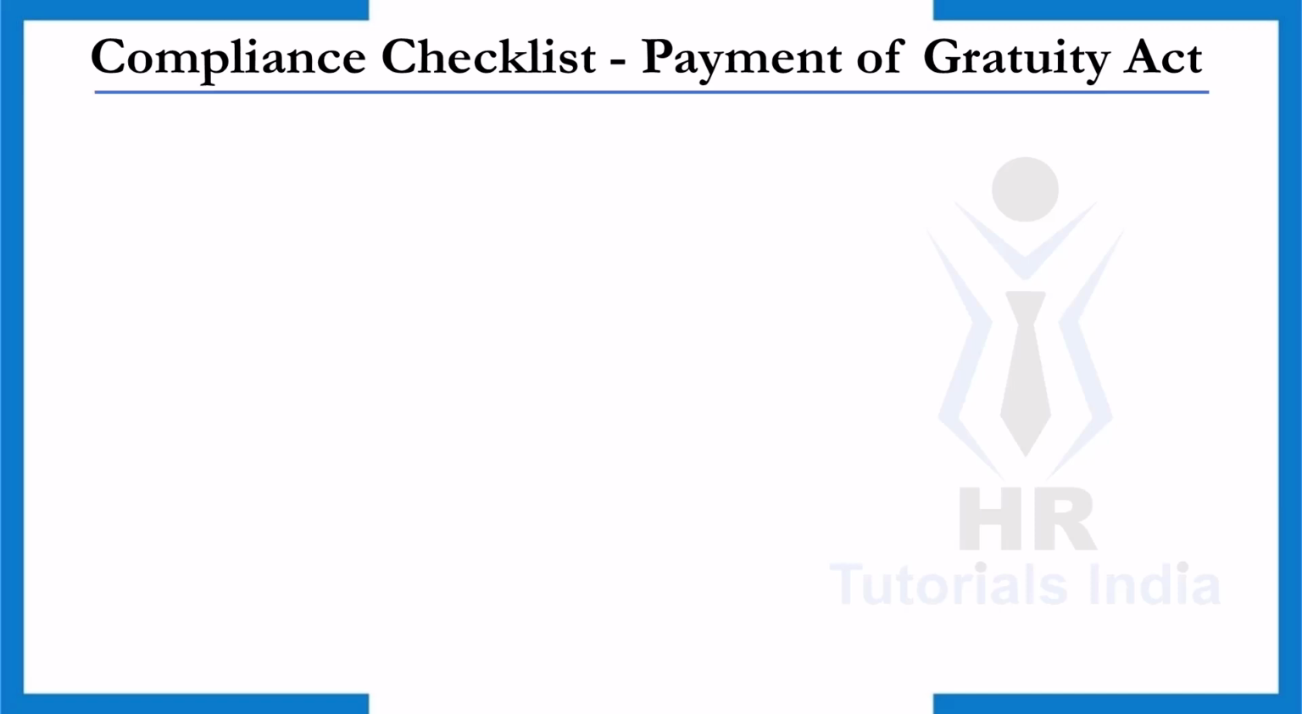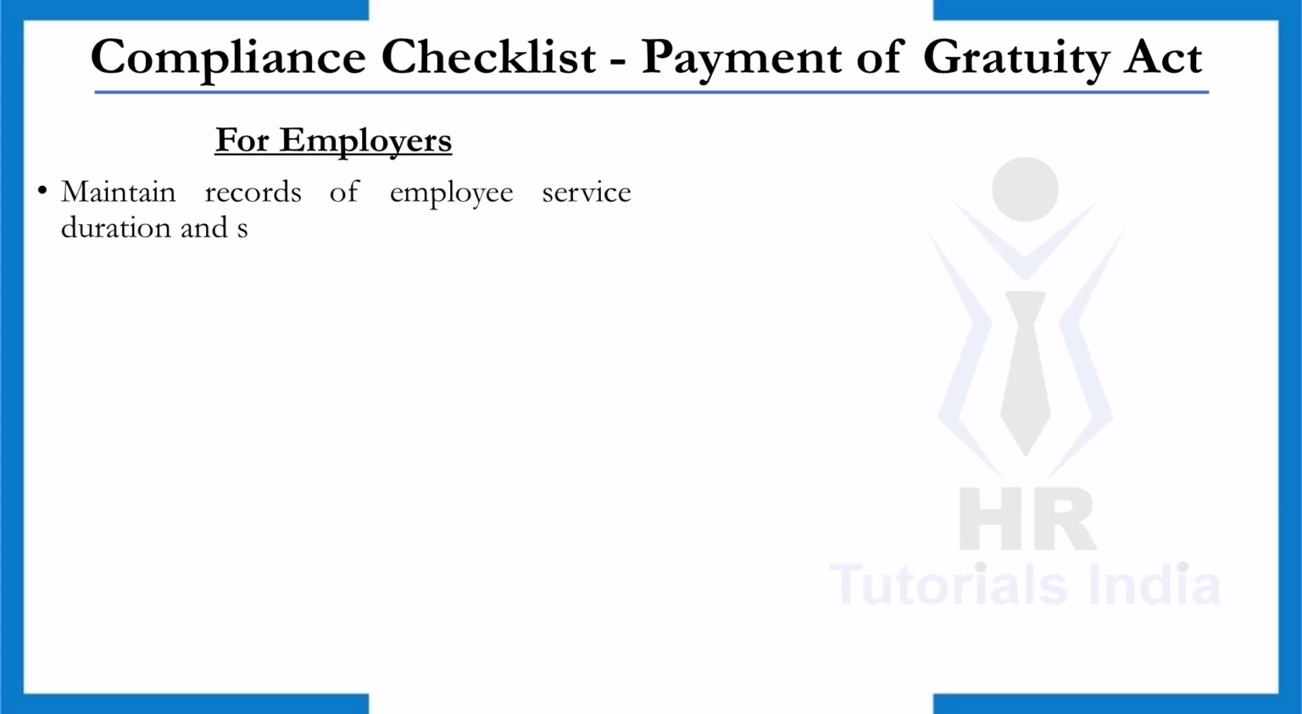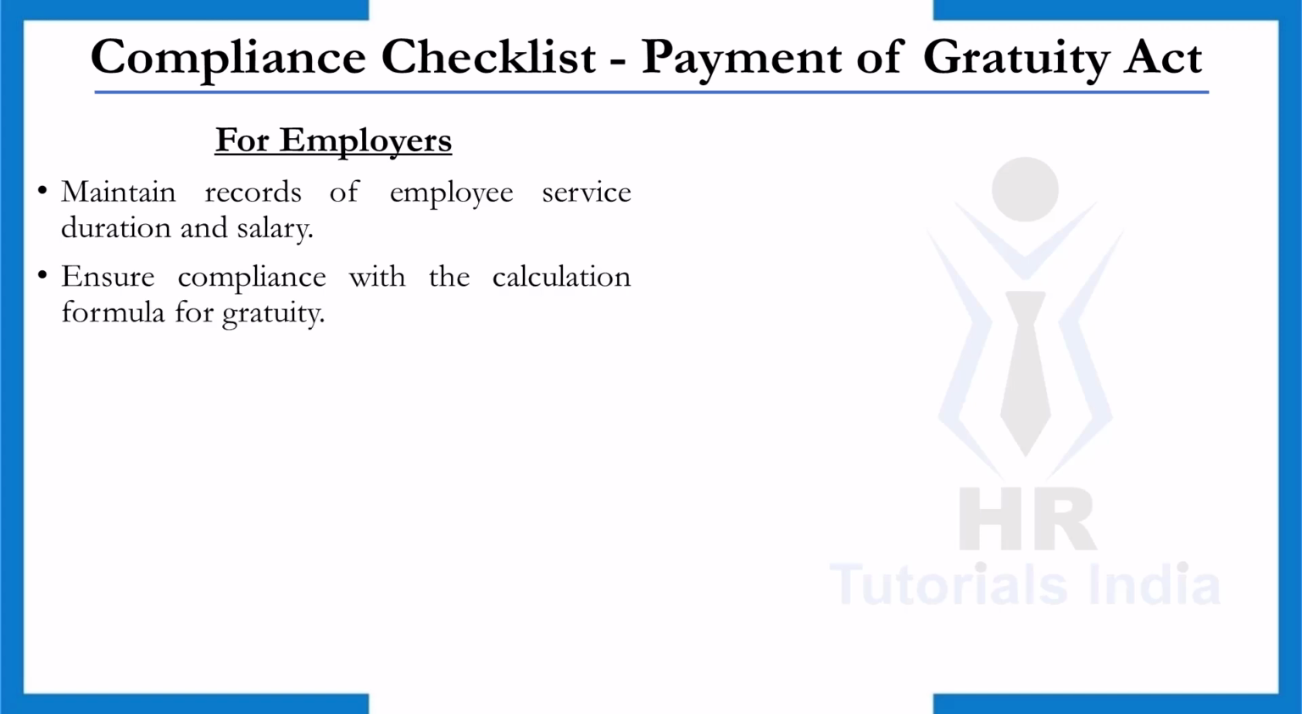To ensure compliance with the Payment of Gratuity Act 1972, both employers and employees should adhere to a checklist that helps them understand their responsibilities and rights regarding the payment of gratuity. For employers, maintain accurate records. Employers should keep comprehensive records for each employee's duration of service and salary details to facilitate proper gratuity calculations. Ensure compliance with calculation formula. It's essential for employers to follow the stipulated formula for gratuity calculation accurately, ensuring that all components such as basic salary and dearness allowance are included.